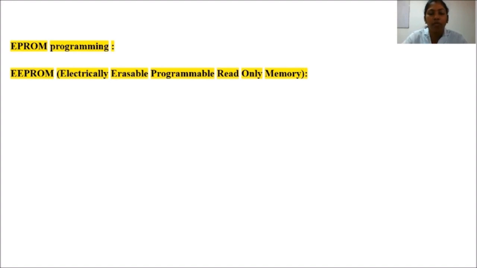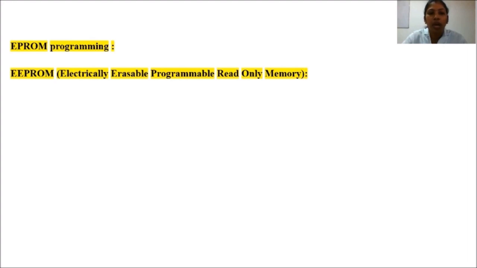So the next type of ROM is EEPROM, which means electrically erasable programmable read-only memory. So the EEPROM involves erasing of the data using electricity. This uses MOS circuitry very similar to that of the EPROM. Data is stored as charge or no charge on an insulated layer or an insulated floating gate in the device.